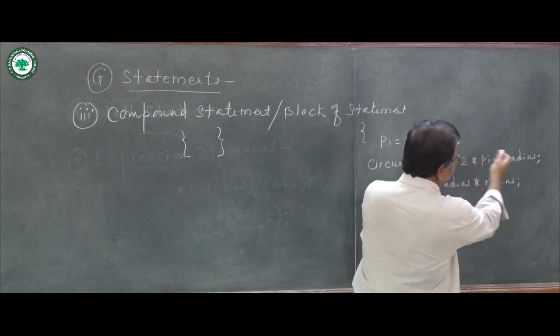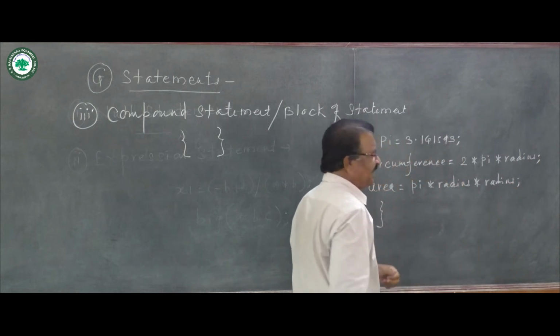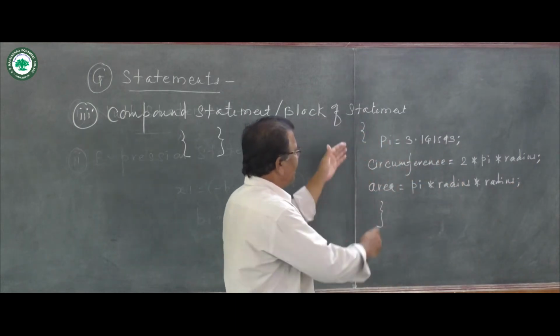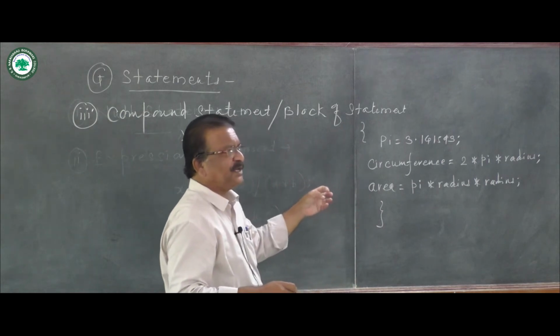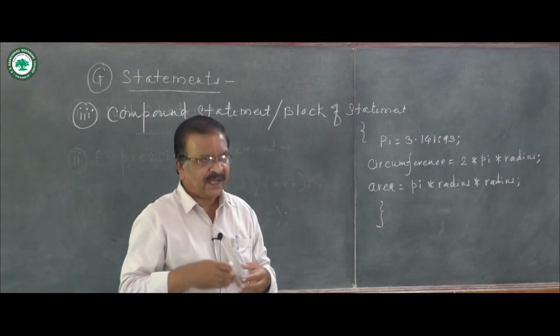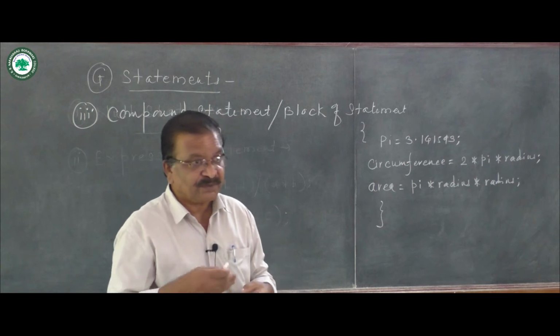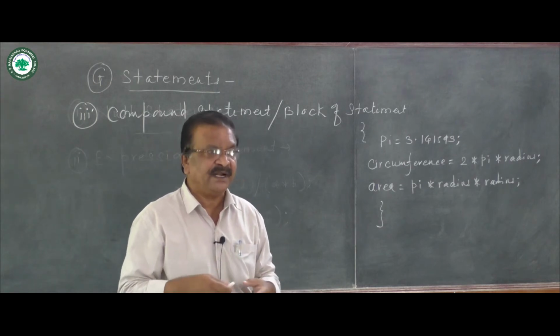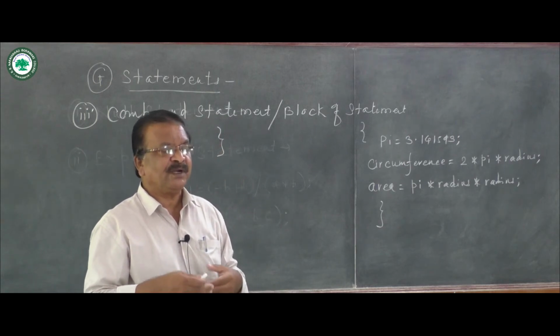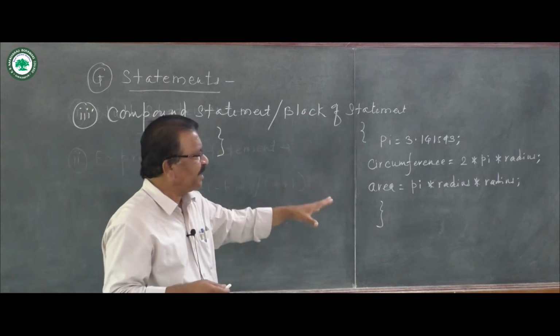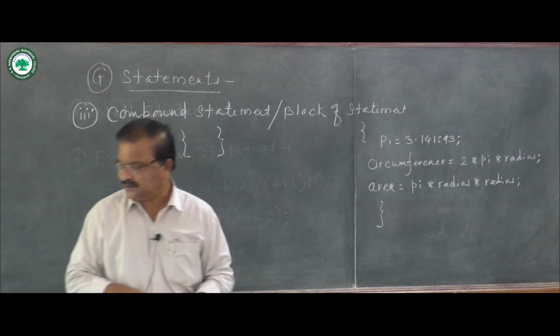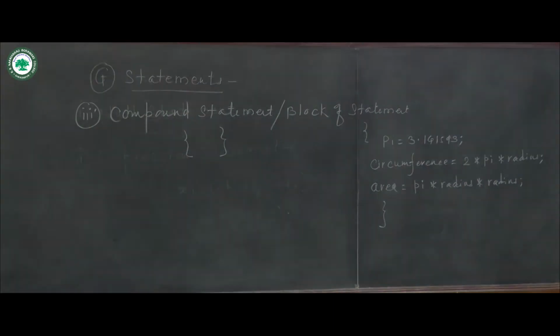So all these are statements because each one is delimited by semicolon, and we have a group of these 3 statements. We have made this particular block in order to have repeated execution of this block. So given a radius, whenever you want to calculate circumference and area of a circle, you will go to this particular block and get it executed.